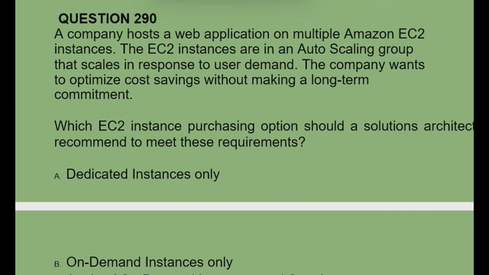Question is, a company hosts a web application on multiple Amazon EC2 instances. The EC2 instances are in an auto-scaling group that scales in response to user demand. The company wants to optimize cost savings without making a long-term commitment. Which EC2 instance purchasing option should a solution architect recommend to meet these requirements?